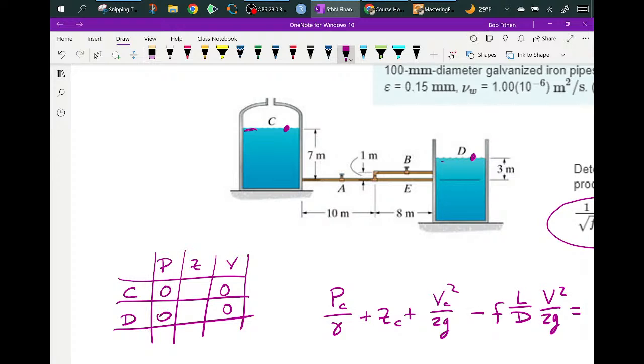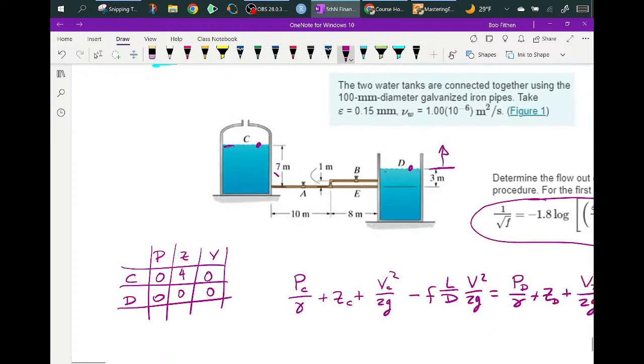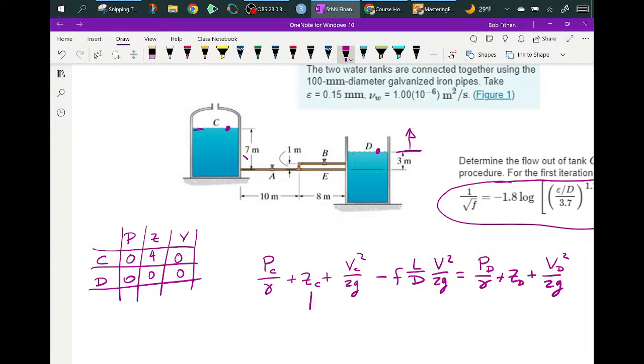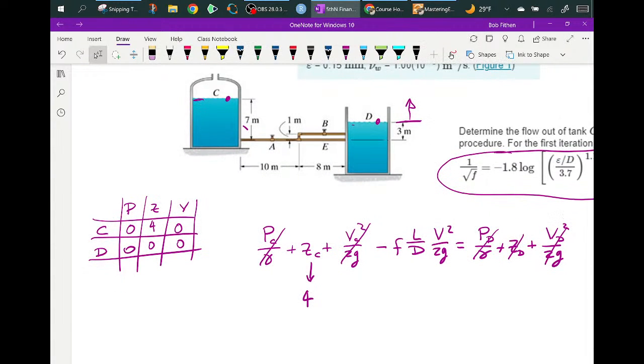And my question now becomes, where do we want the datum to be? I've picked this one because it's the lower. Then I come down 3, go all the way across, and up 7. That tells me that's 4. So ZC is 4. Everything else is 0.